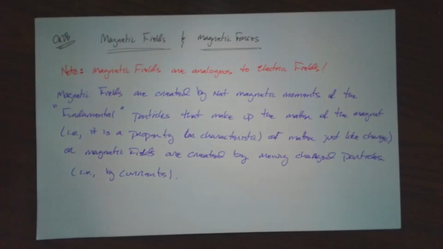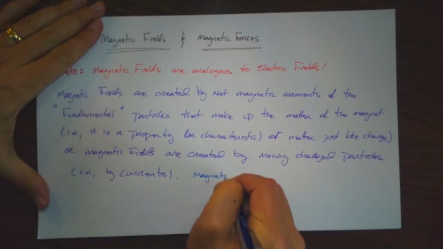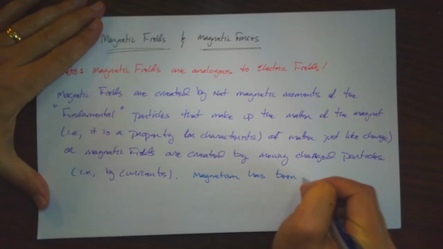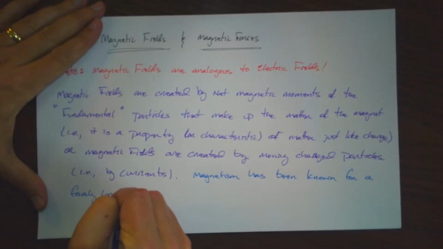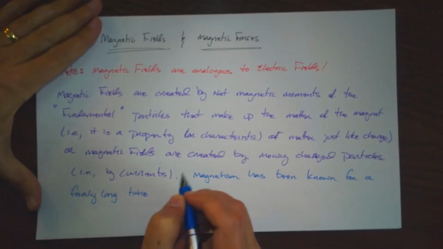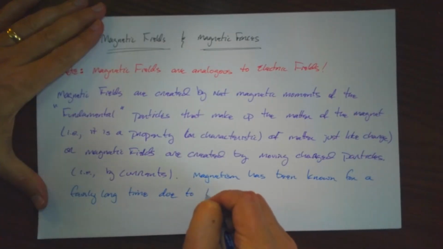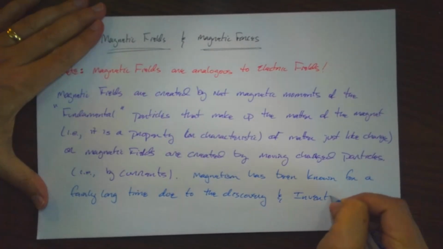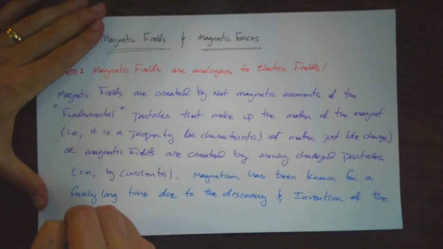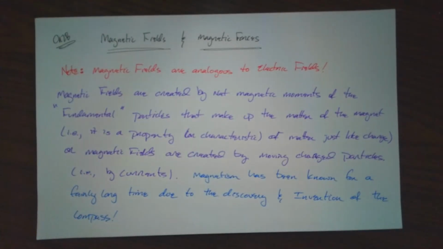And what we have is that magnetism has been known for a fairly long time, due to the discovery and the invention of the compass.